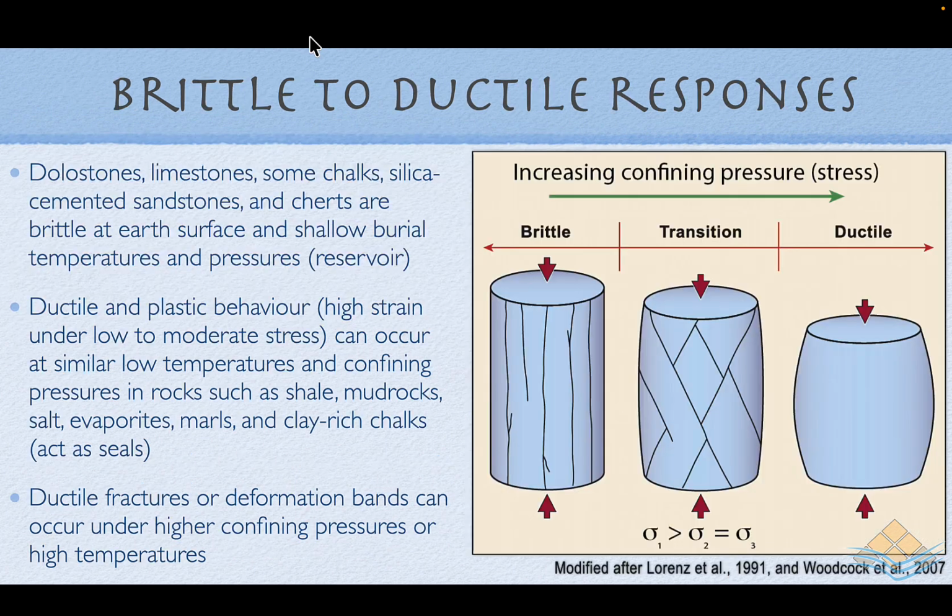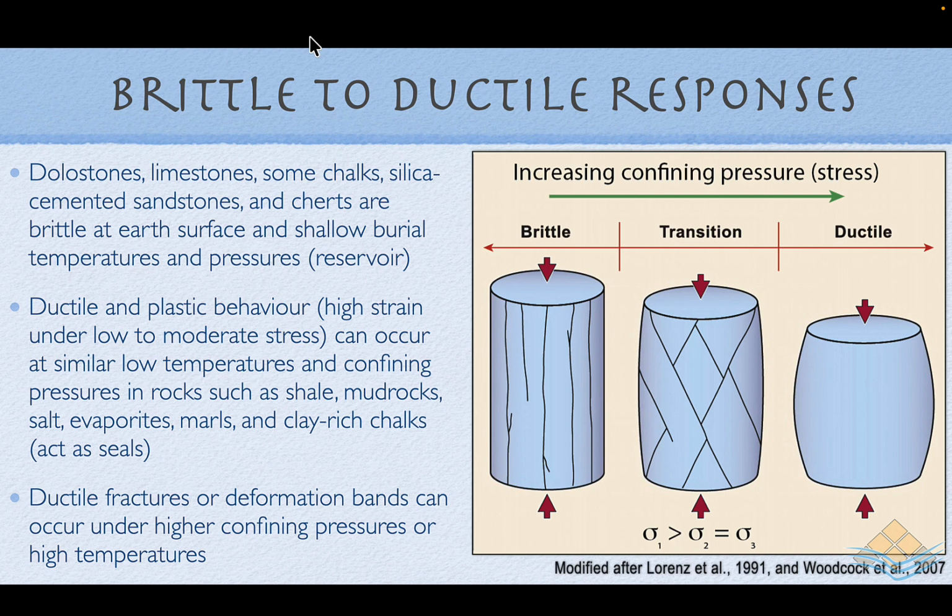In any subsurface environment, depending on the confining pressure or the confining stress, we will see brittle to ductile responses. In the diagram, sigma 1 is greater than sigma 2, which will make it equal to sigma 3 in this situation, and we see a response that goes from brittle behavior into a conjugate transitional behavior, where we see fractures forming in both scenarios, into a ductile situation where we don't form fractures. The rock is responding in a ductile fashion.